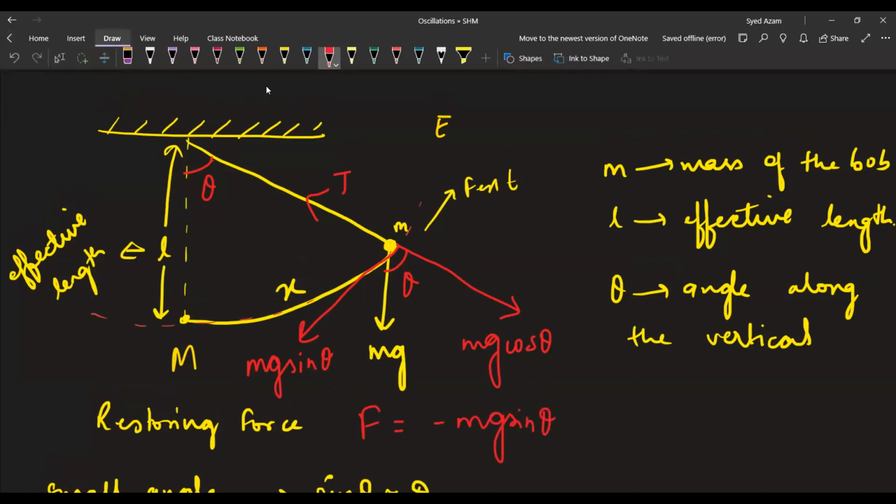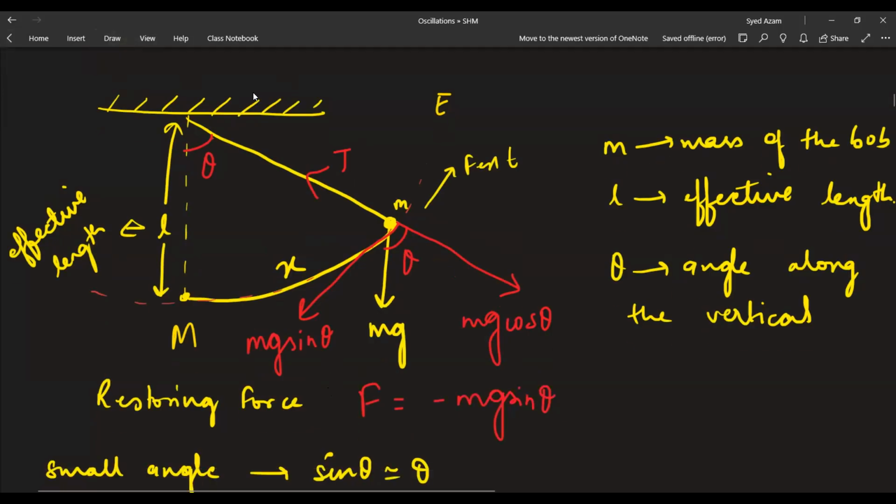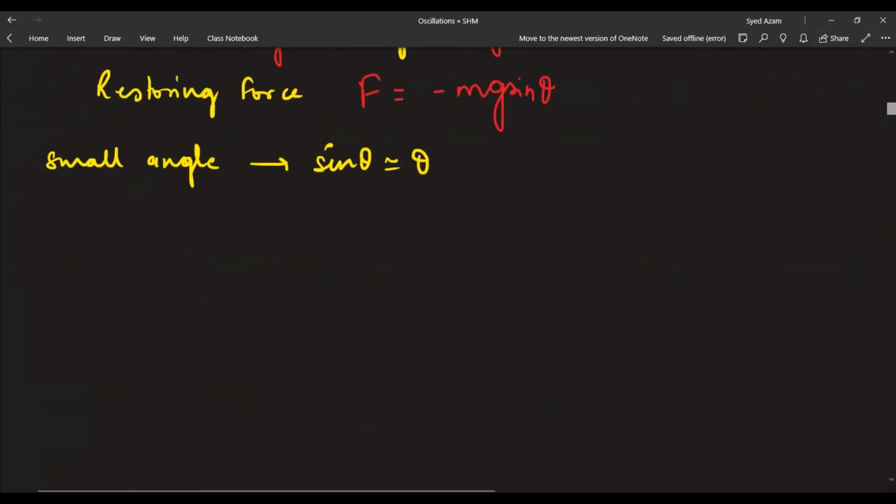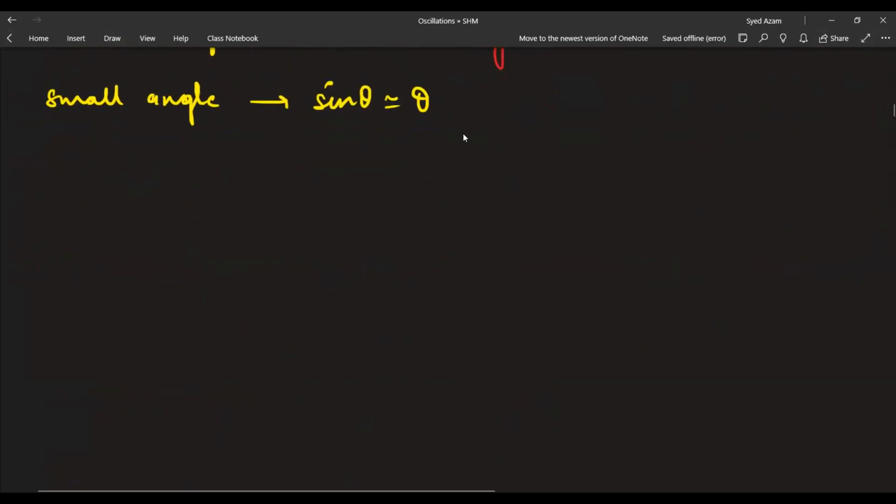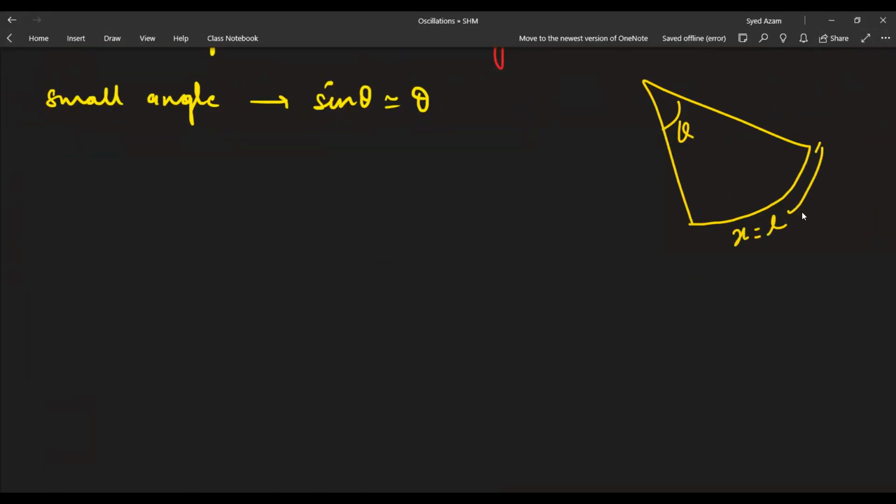Why minus? I've told you earlier also that it is directed towards the mean position. Correct. Now, I've told you, for small angle approximations, we take sine theta or tan theta almost equal to theta. Now if you look at this arc that has been formed, this is theta. This displacement is the length of this arc, and the radius is also the length of the pendulum, right? So here the force that is acting is minus mg theta.